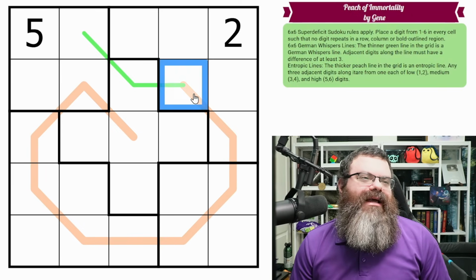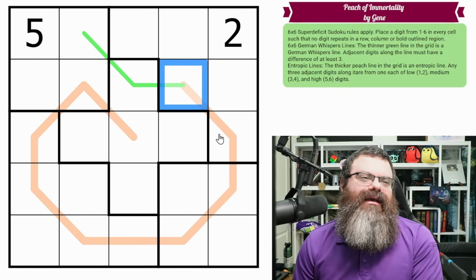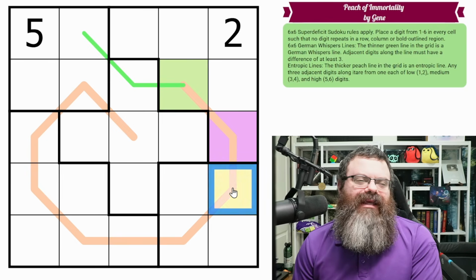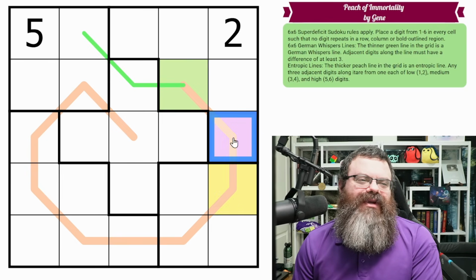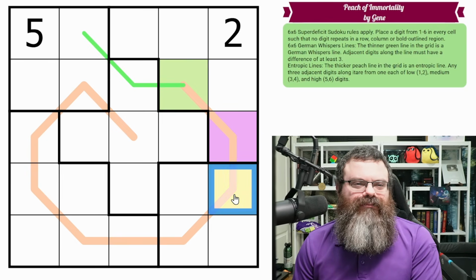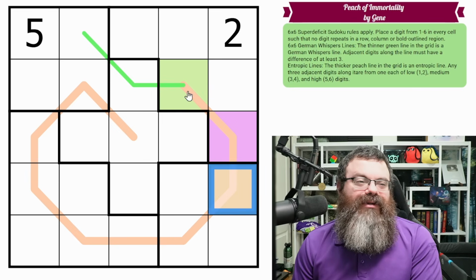Okay, so entropic lines have this interesting property that they rotate, for lack of a better word. There probably is a better word. They repeat. So I'm just going to use green, purple, yellow here. I'm going to do green, purple, orange. I don't know why I did green, purple, yellow.